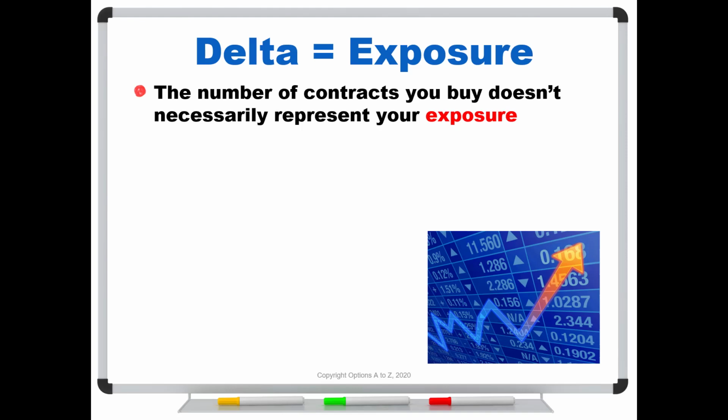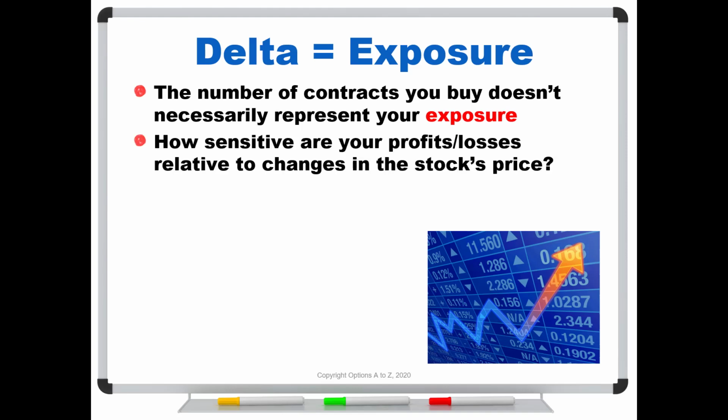So what we're really trying to find out with delta is how sensitive are your profits and losses relative to changes in the stock's price. That's what you have to track as an options trader and as a good risk manager. And what's the answer? Delta. And now you see why options traders talk in terms of deltas and not the number of shares that the contracts control.